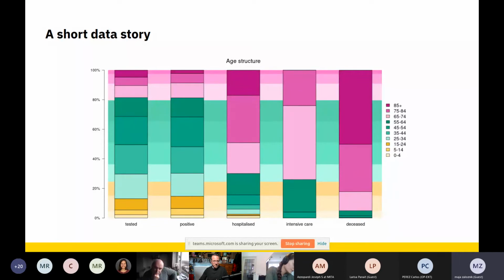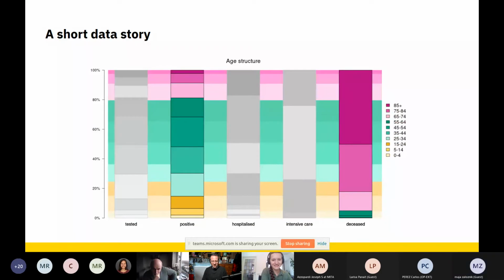There's only one problem with this story, and that is that I lied to you. You see, in fact, we don't actually have all of this data. This is the data that we have that is publicly available. So only the positive tests and the deaths.